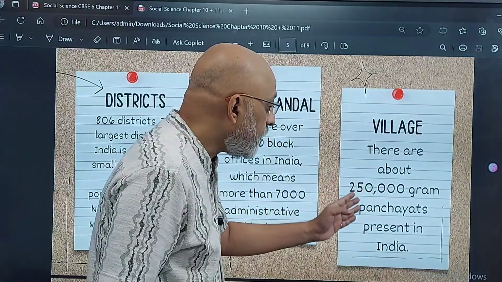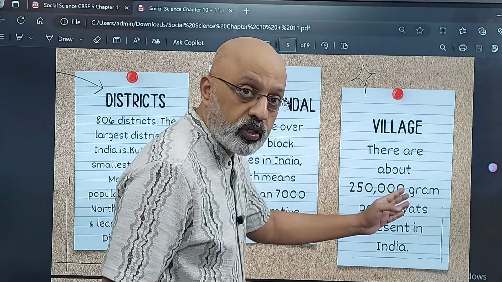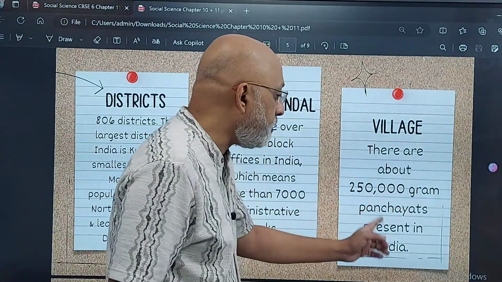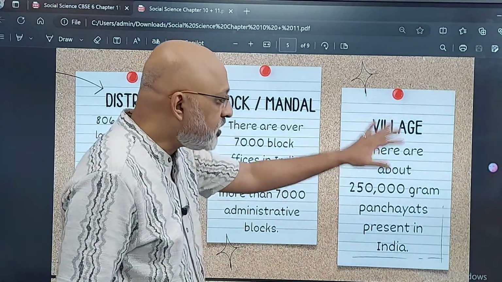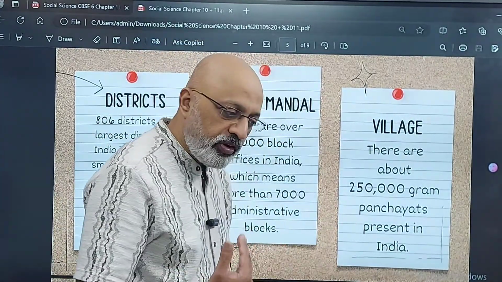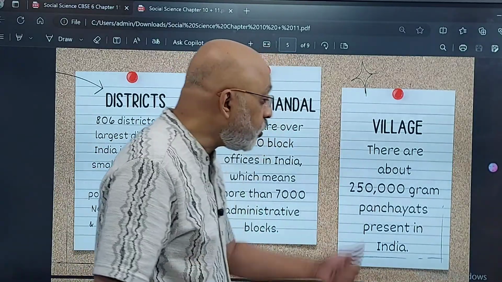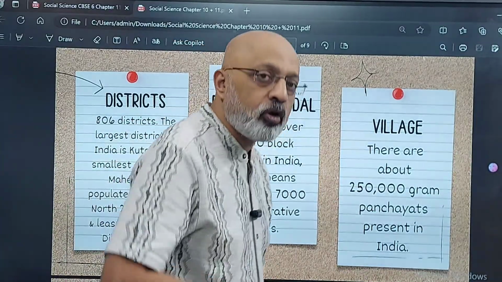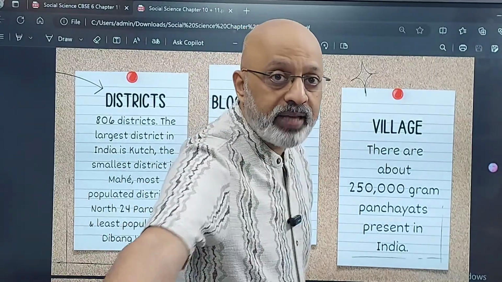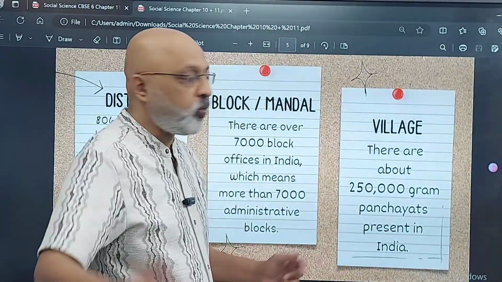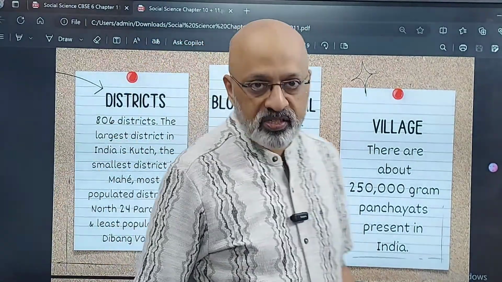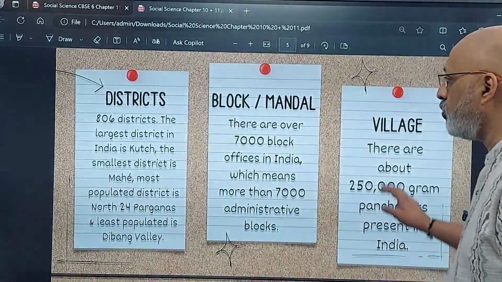Villages कितने हैं? 2,50,000. That is 2.5 lakh gram panchayats present in India. So these figures थोड़े याद रख लो when you are writing an answer about gram panchayat. If you include this statistic also, it will make your answer look better than that of your classmates. है ना? That's what you want also. So this is interesting statistic data which you will find useful.